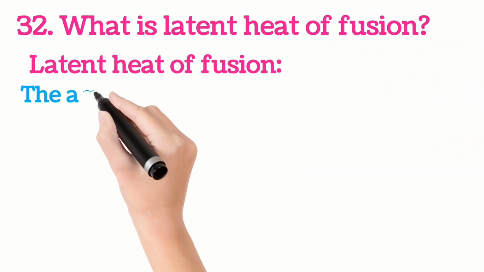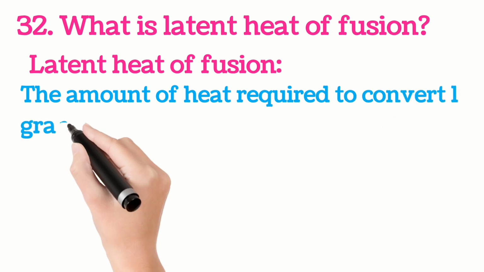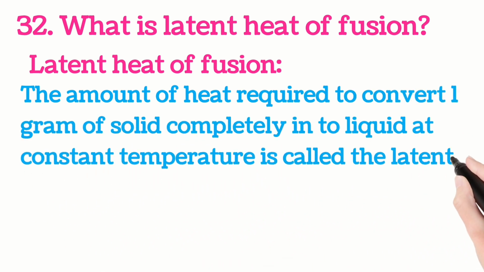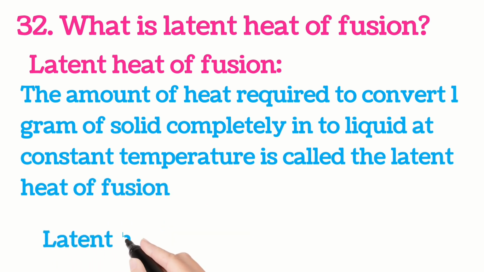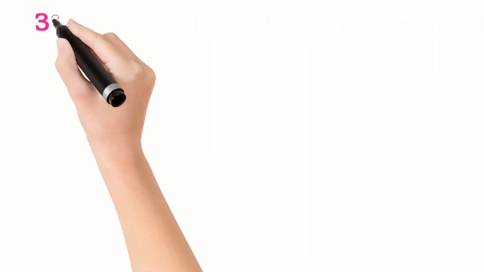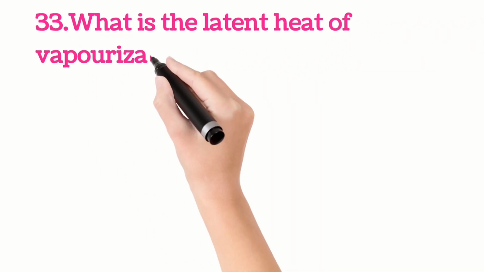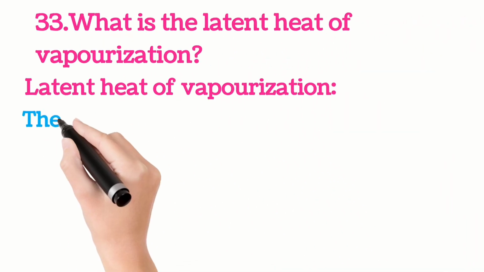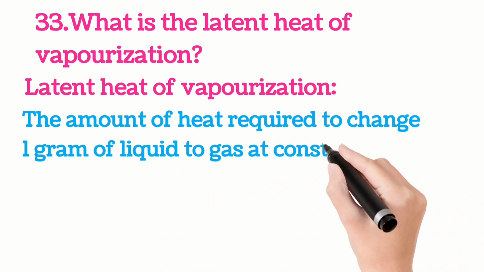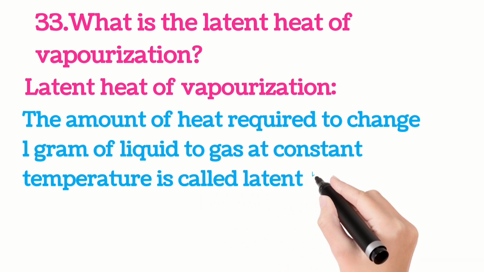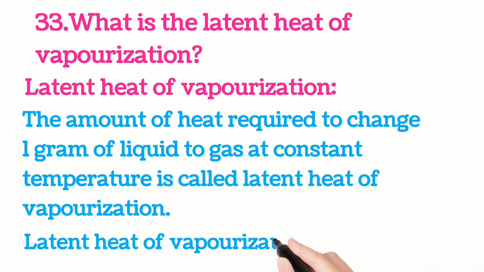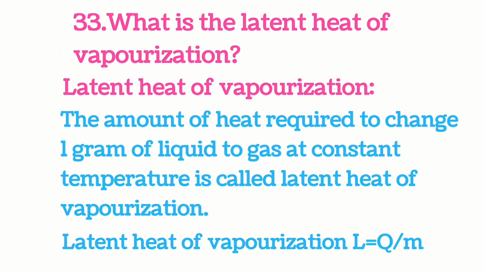What is latent heat of fusion? The amount of heat required to convert 1 gram of solid completely into liquid at constant temperature is called latent heat of fusion. Latent heat of fusion L is equal to Q by M. What is the latent heat of vaporization? The amount of heat required to change 1 gram of liquid to gas at constant temperature is called latent heat of vaporization. Latent heat of vaporization L is equal to Q by M.